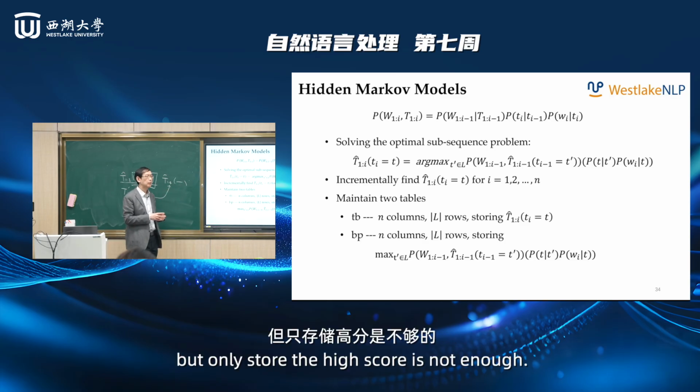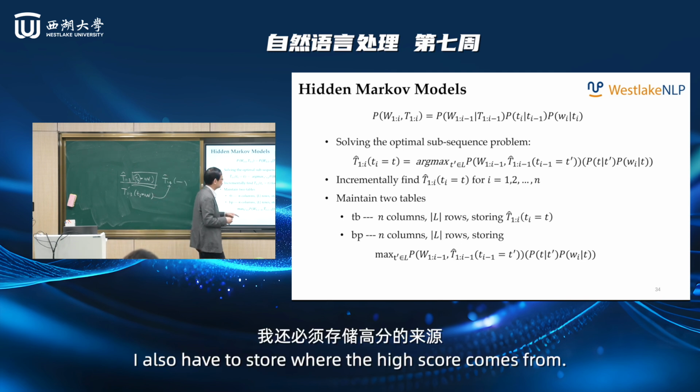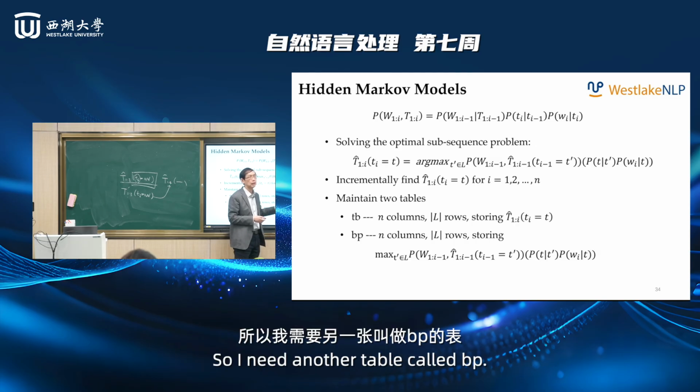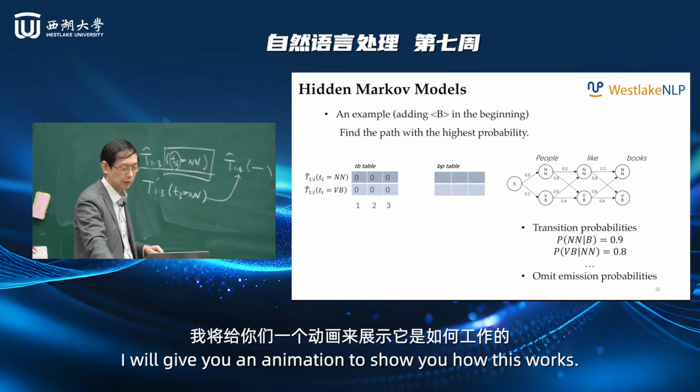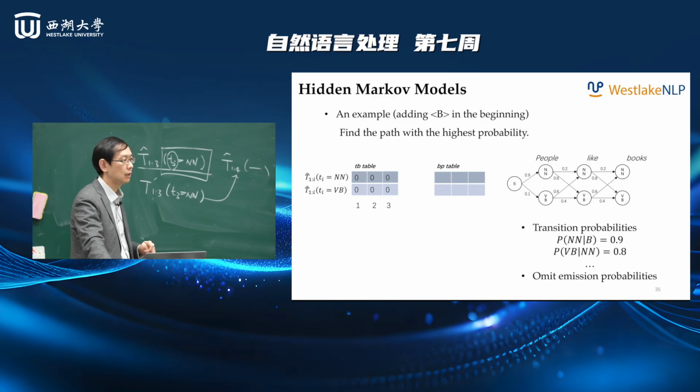But only storing the highest score is not enough. I also have to store where the highest score comes from. This is called a back pointer. So I need another table called BP. I will give you an animation to show you how this works.